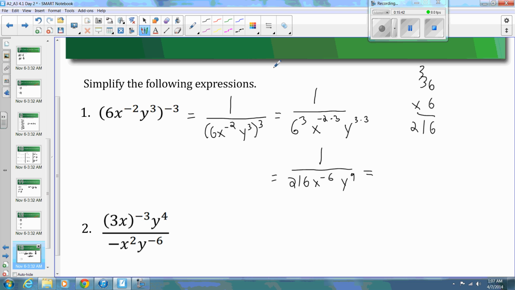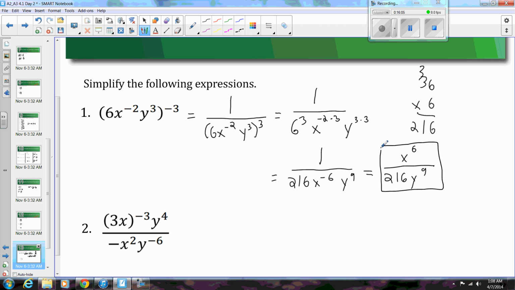But in 216x to the negative 6, the 216 is not to a negative power. That stays in the denominator. This is a really common mistake that students make, in that the only thing that's bumping up, quote unquote, to the numerator is x to the 6. So the final answer here is x to the 6 over 216y to the 9th. Okay, so hopefully that's clear.